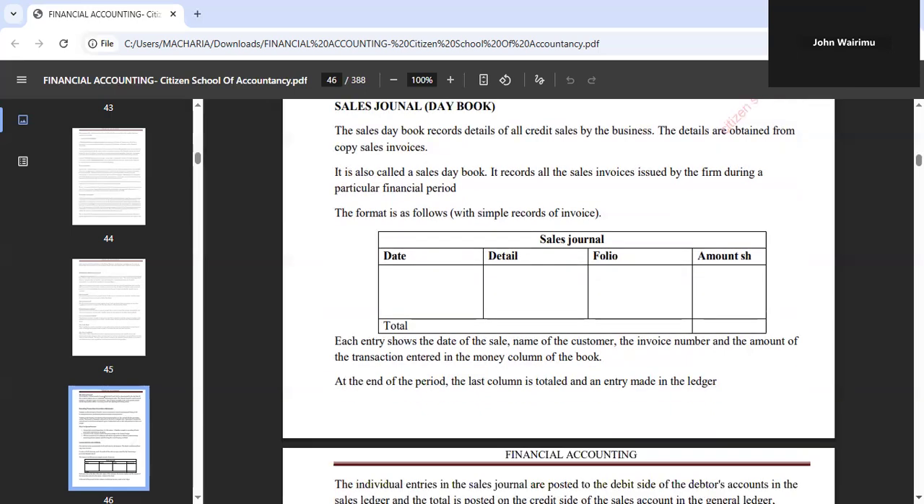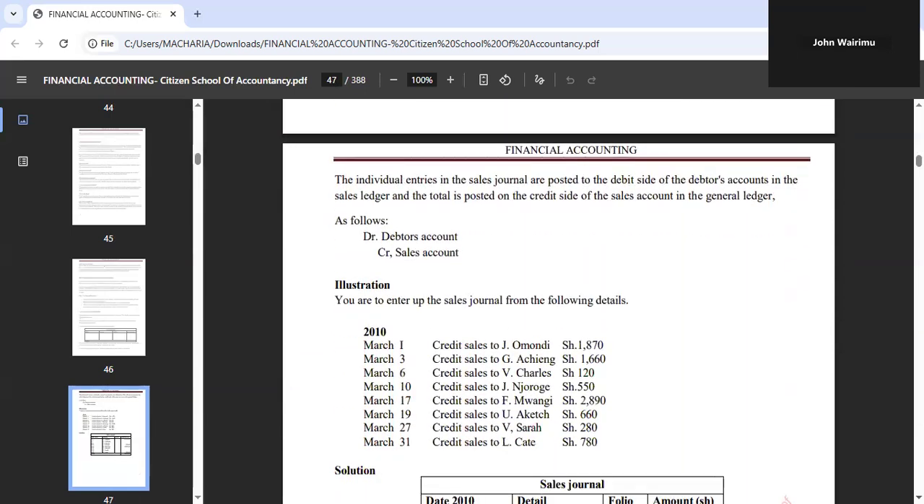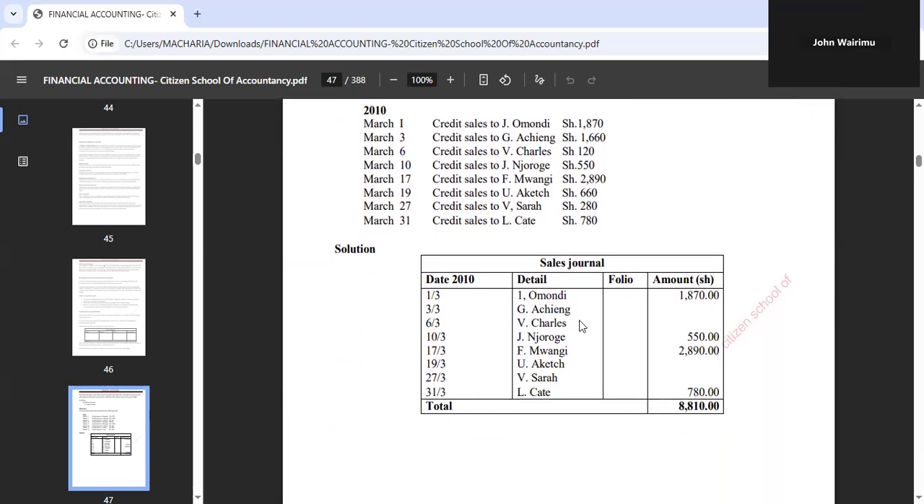So the sales journal looks like this, and I want to see how to post these items. Can you look at the items listed here? You are to enter up the sales journal from the following details. We have credit sales to J. Omondi, 1870. Credit sales to G. Achengo, 1660. Credit sales to V. Charles. Credit sales to J. Joroge. Credit sales to F. Mwangi. Credit sales to U. Akech. All these are credit sales, so there is nothing I'm going to sort out. There is no cash sale. So all of them will appear in your sales journal. So you list them, all the clients.